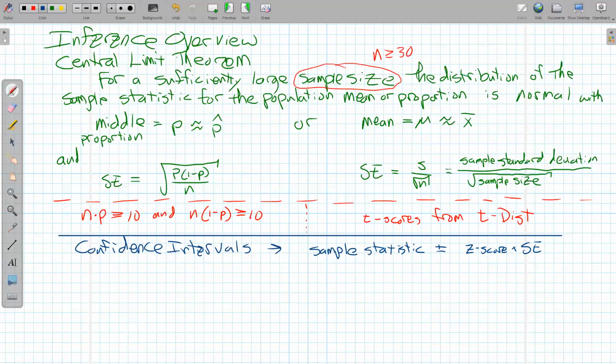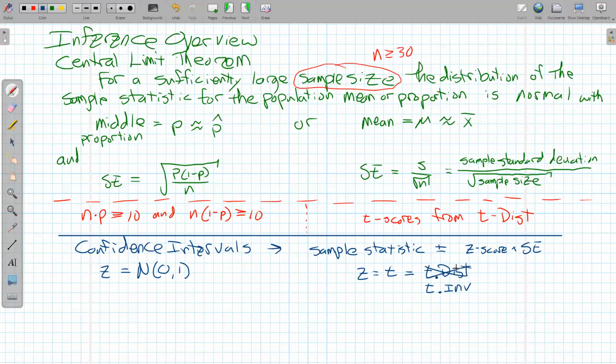Those z-scores are either from a normal distribution, like for a proportion, or they're from a t-distribution. So here I'm going to say the z comes from a t. In a spreadsheet, it would be t-dist that we'll play with, or t-inverse, depending on what we're doing.